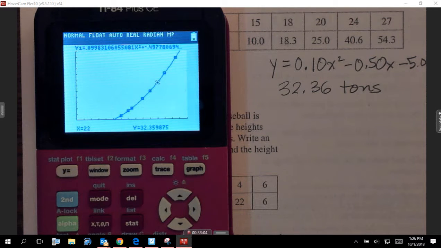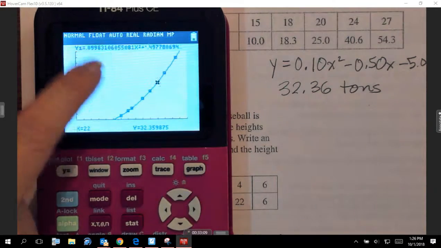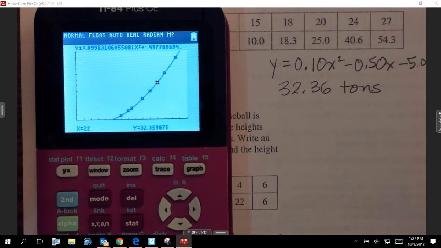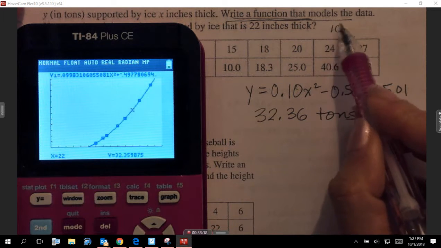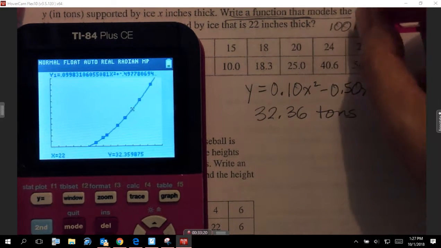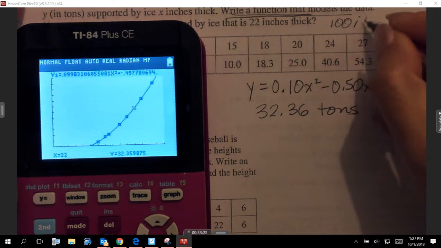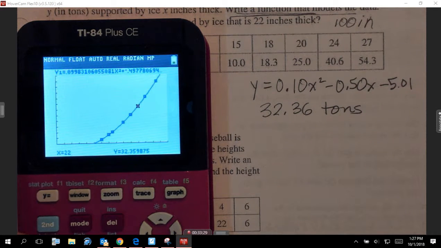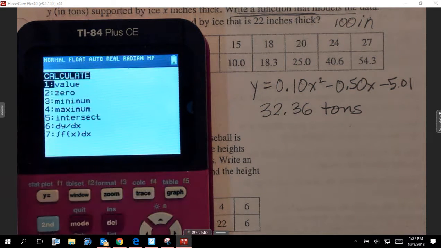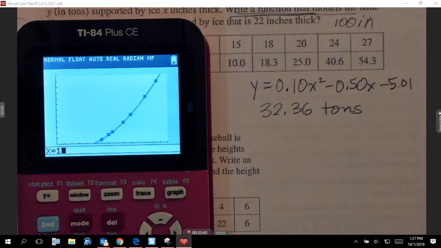There's one more error that people get when they're doing their assignment. And we're going to do it with this one right here. If I wanted to know how much weight was supported instead of 22, let's say I want to know how much weight is supported by 100 pounds, not 100 pounds, 100 inches. Tell me how you do that with my graph. Tell me what you do. Allie, tell me what you do. So how to get to value? You're right. Perfect. Second trace value. Type in 100.